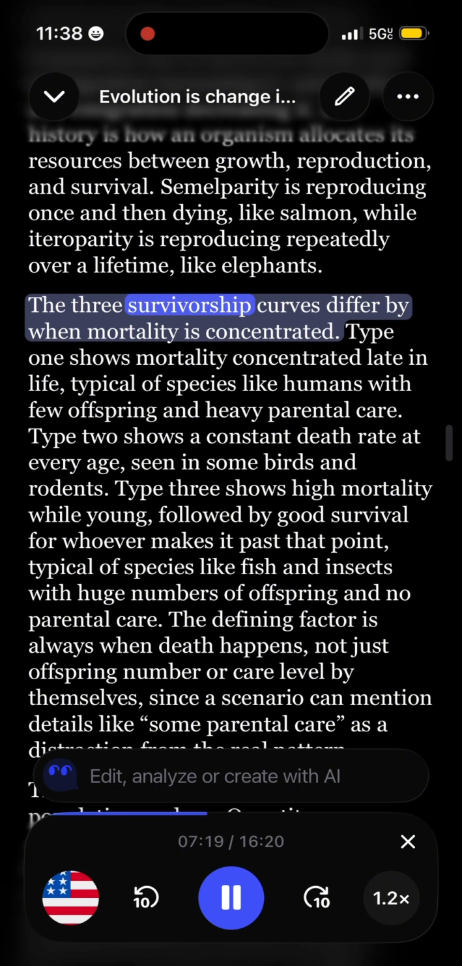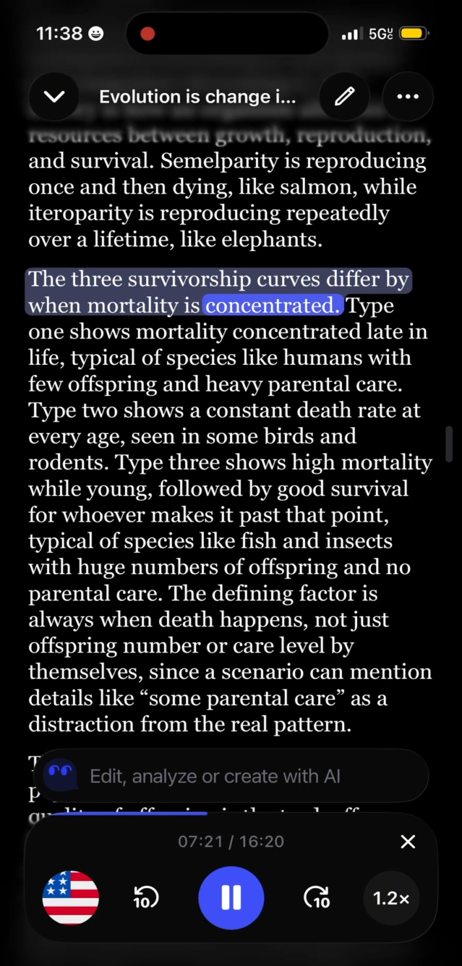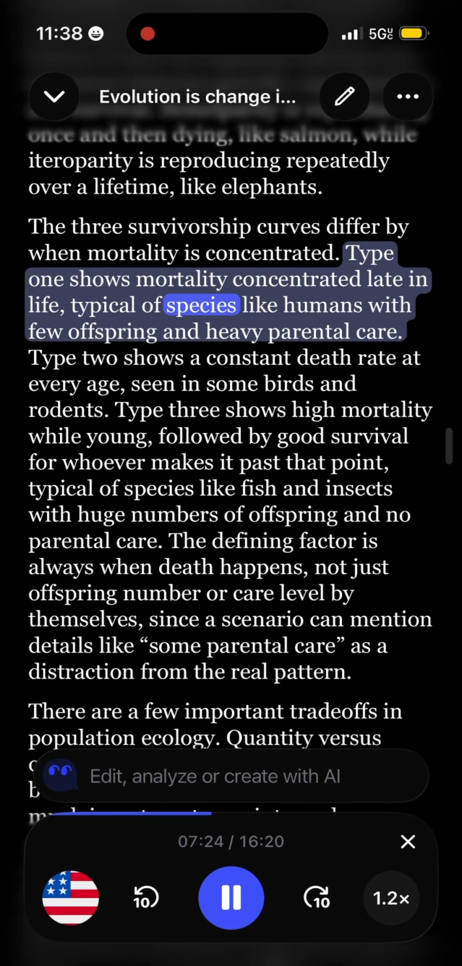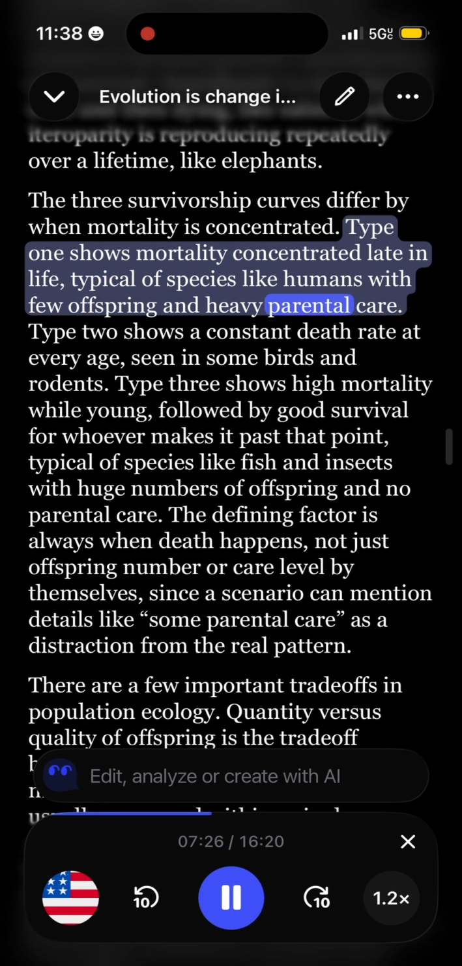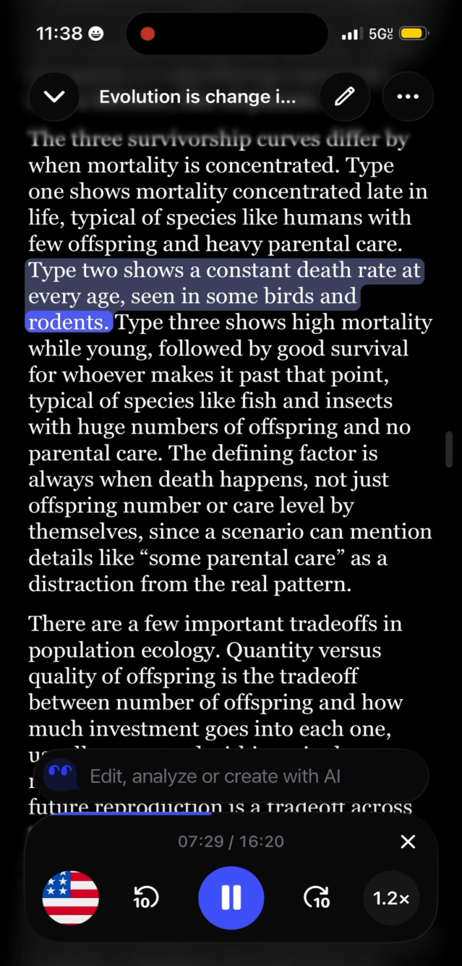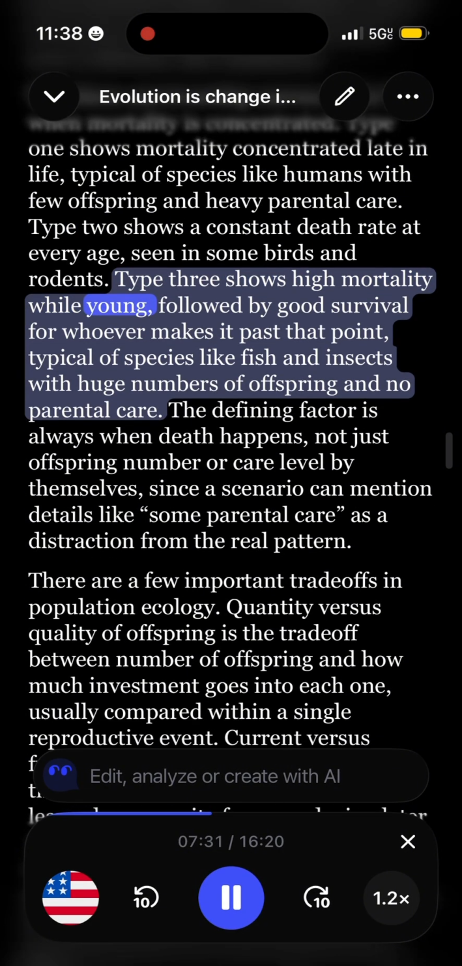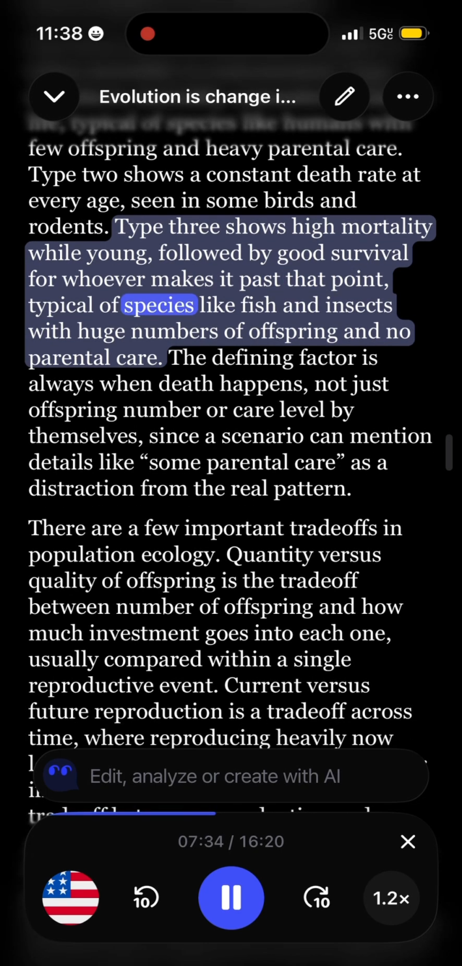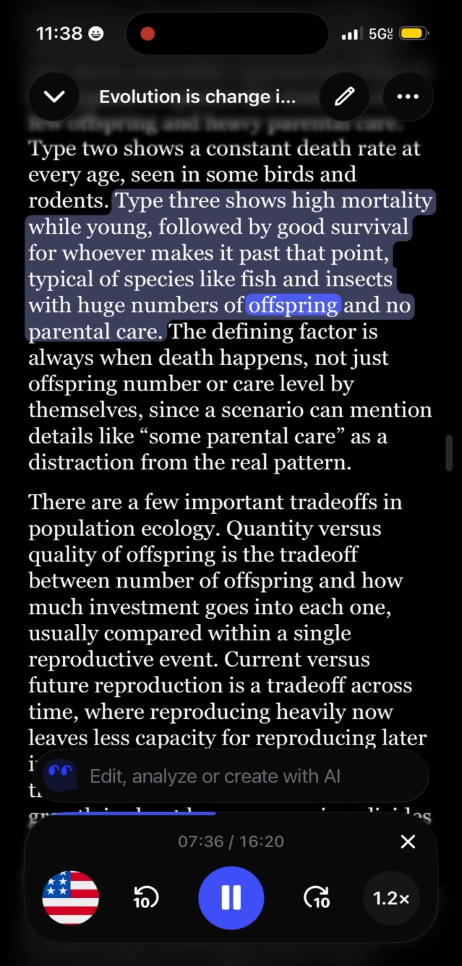The three survivorship curves differ by when mortality is concentrated. Type 1 shows mortality concentrated late in life, typical of species like humans with few offspring and heavy parental care. Type 2 shows a constant death rate at every age, seen in some birds and rodents. Type 3 shows high mortality while young, followed by good survival for whoever makes it past that point, typical of species like fish and insects with huge numbers of offspring and no parental care.